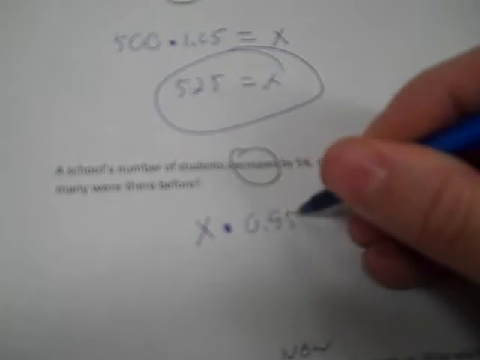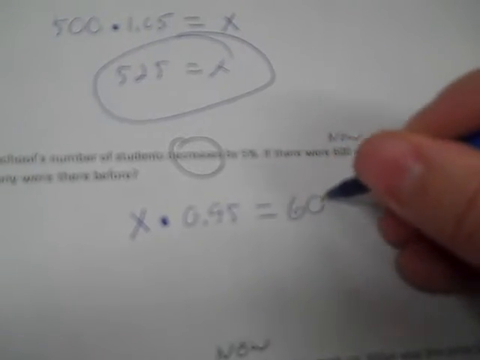Then my percent, well, I see 5%, but it's a decrease. So I take 100% and minus 5% this time, because that'd be minus, and that's 95%. Now divide that by 100. I got 0.95, so it's going to be X times 0.95 equals the new. Well, it says 600's the new, so that's where I put that.